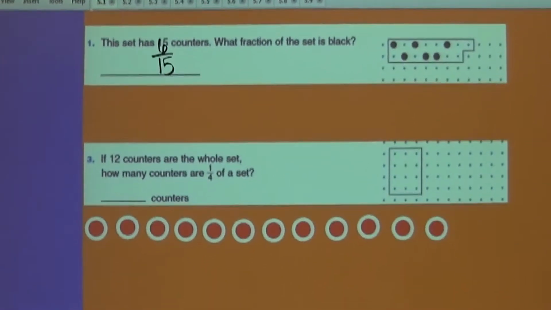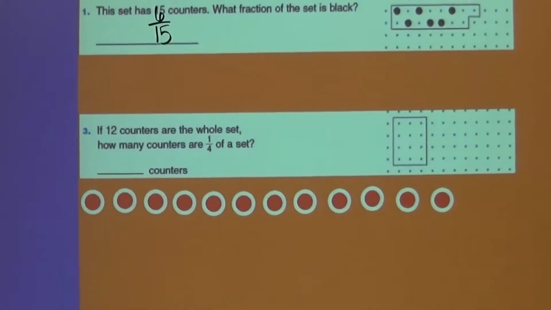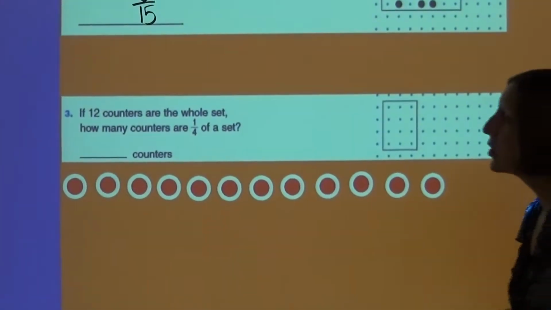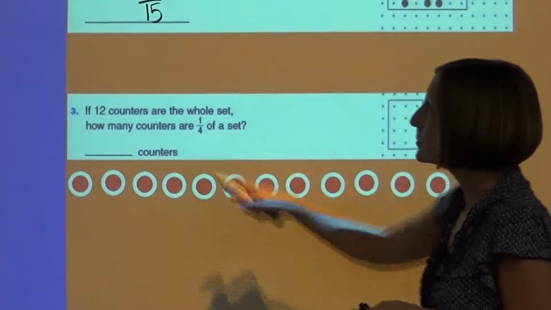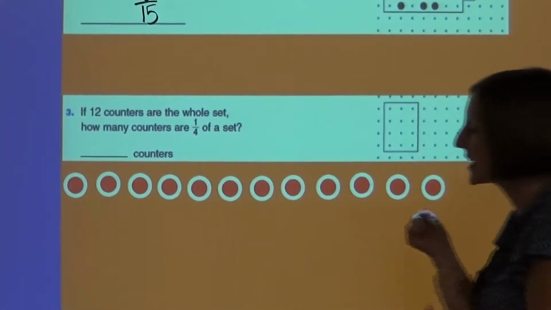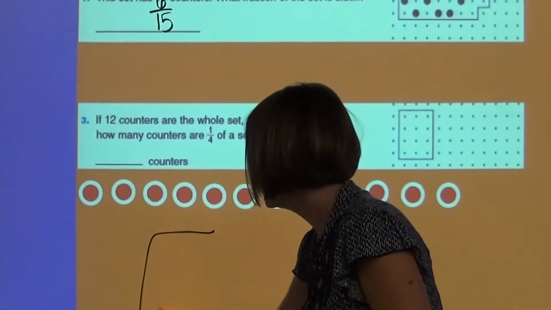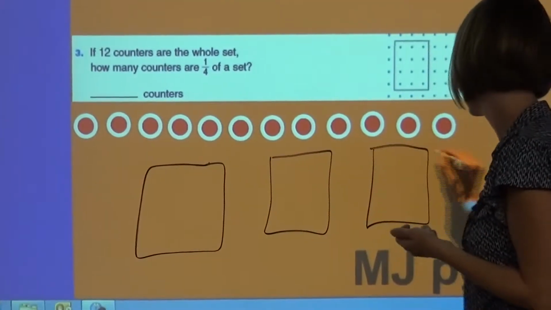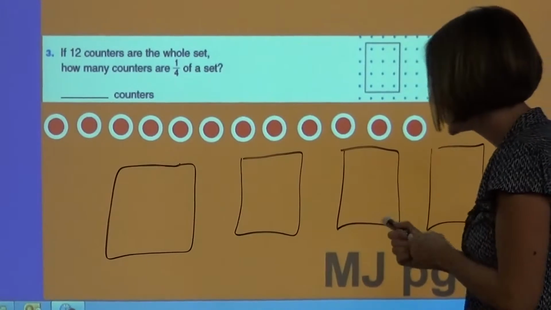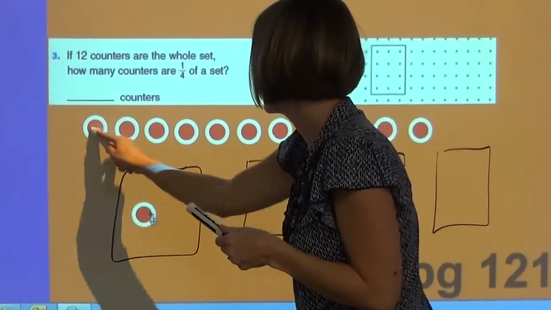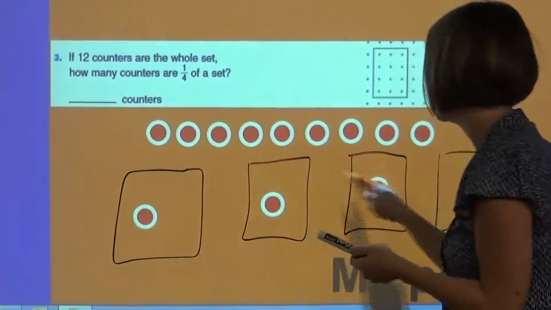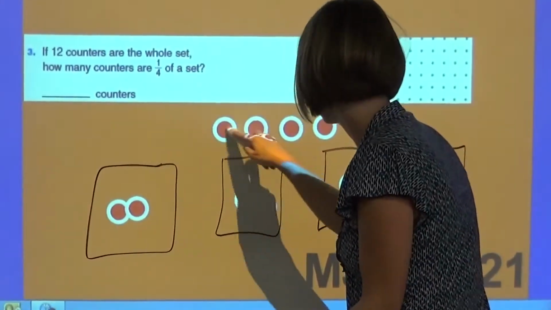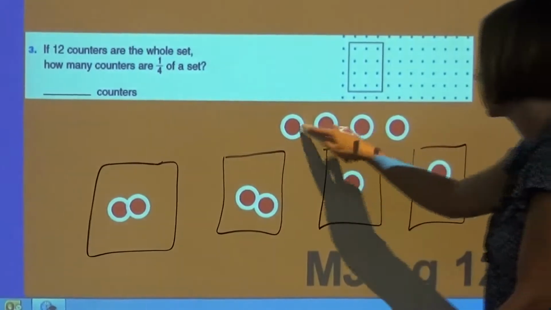And problem number 3, if 12 counters are the whole set, how many counters are 1/4 of the set? So I know that I need 4 groups. Okay, so I'm going to move these counters. I'm going to have a group here, group here, group here, and a group here. So I'm going to start moving these counters. I'm going to put one in each group, just like when you deal out cards. And then another. And another.